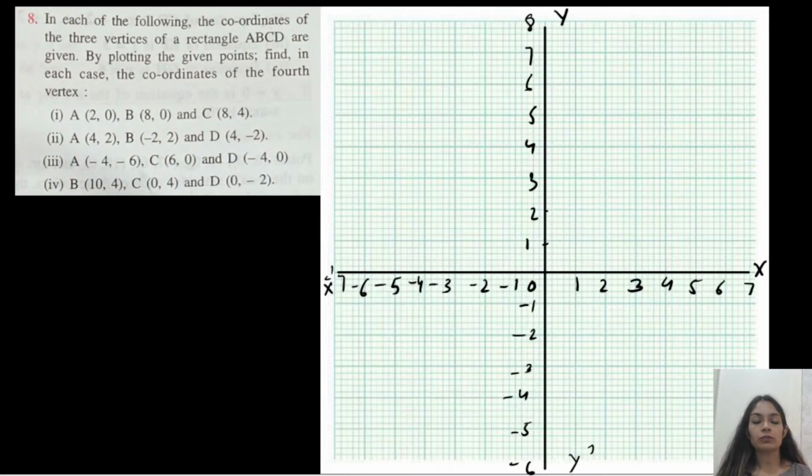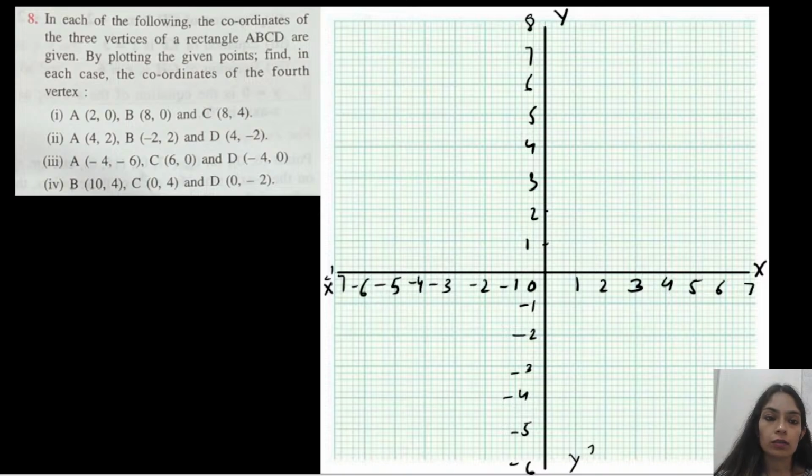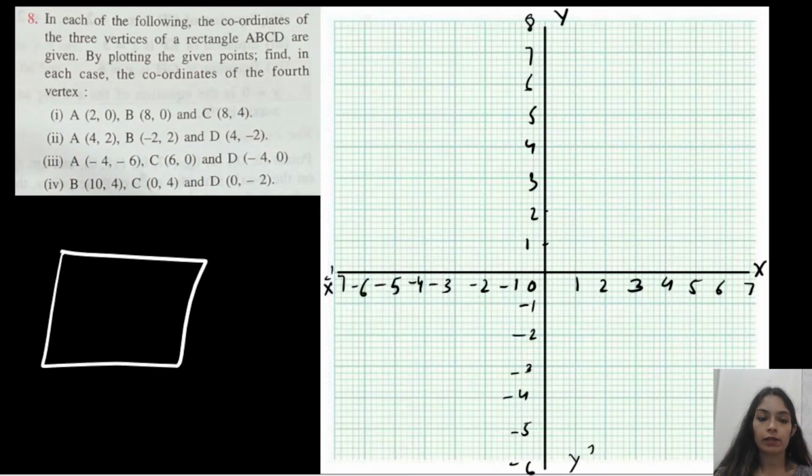So first, what we have to do in this question: coordinates are given to us. We have to plot them and it will become a quadrilateral. Quadrilateral means a four-sided figure. After plotting the points, when we join them, we will get a four-sided figure.